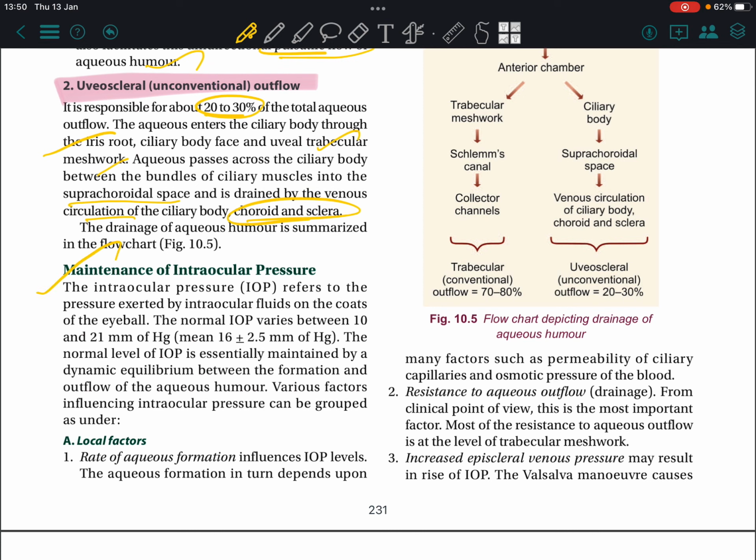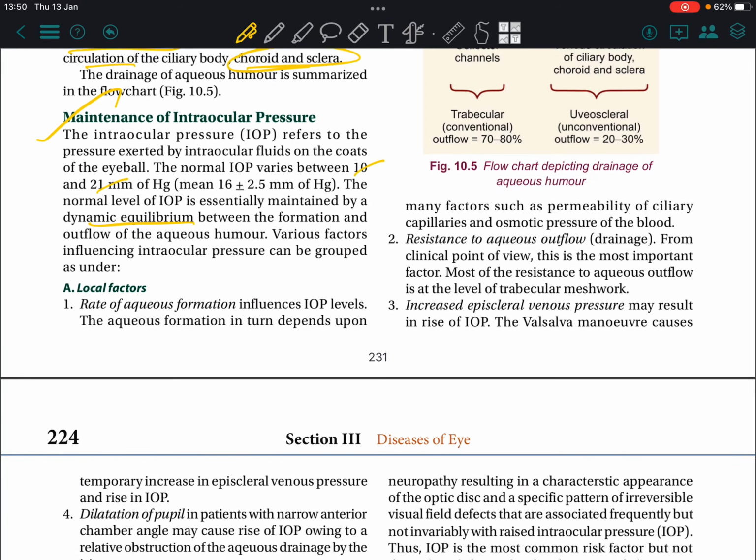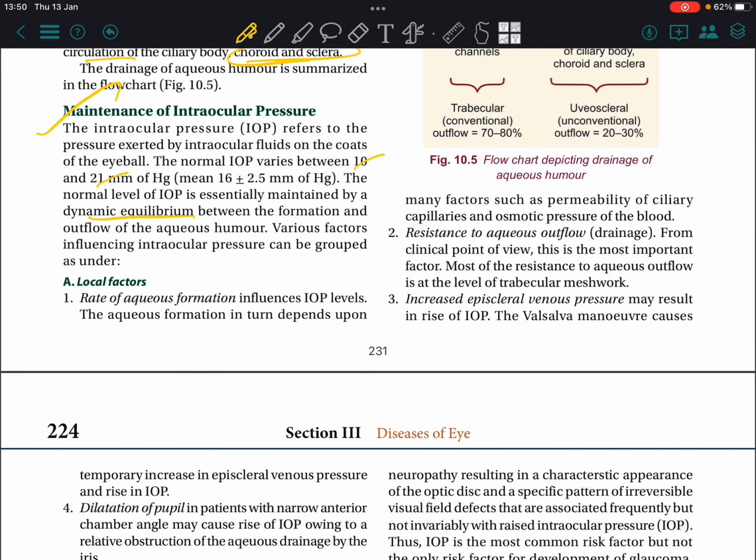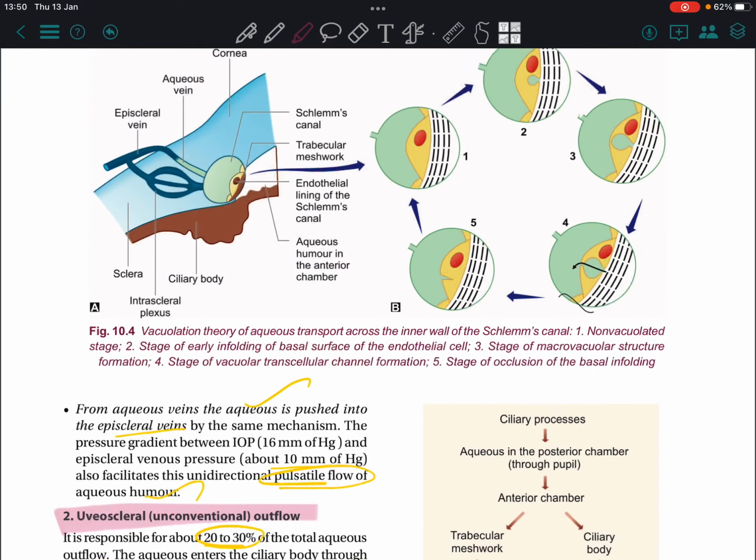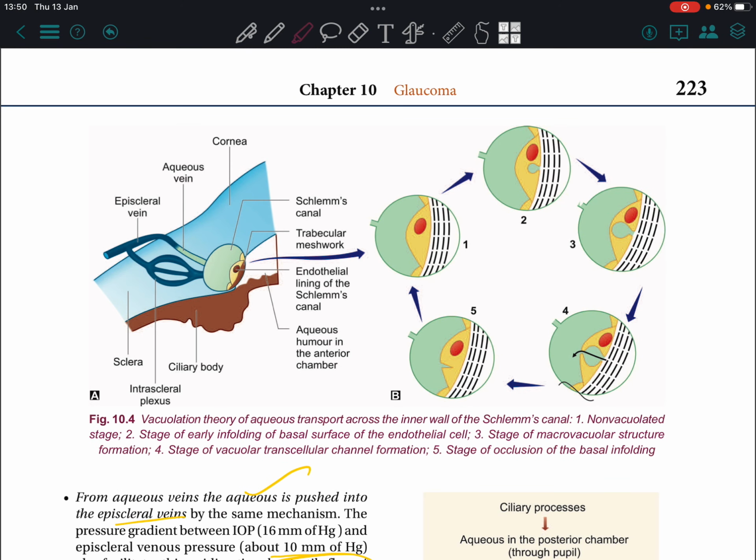Maintenance of IOP. Normal IOP is 10 to 21 mmHg. The normal level is maintained by dynamic equilibrium between formation and drainage of aqueous humor. The local factors are rate of aqueous formation, resistance to aqueous flow, and increased episcleral venous pressure, which may result in rise of IOP. We will come back to that point.